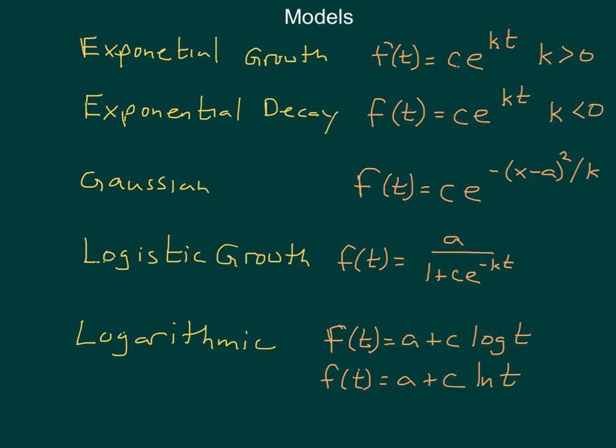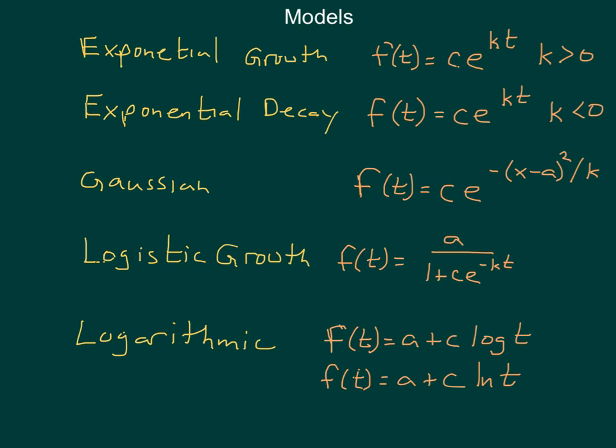The next one will be exponential decay. It's going to be the same model, but in this case k is going to be less than zero. When we're looking at this type of thing, we're going to be looking at radioactive decay, carbon dating, and depreciation. Now you're going to notice when we say radioactive decay and carbon dating, we've talked about that before in terms of half-life. Now we're going to use this model instead of that half-life formula that we used before.